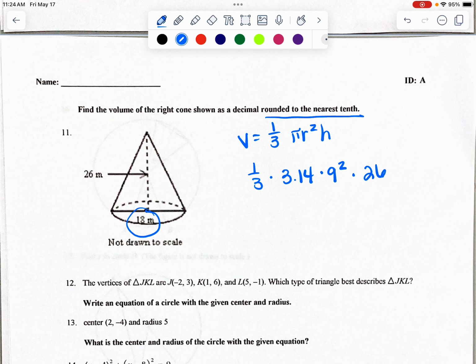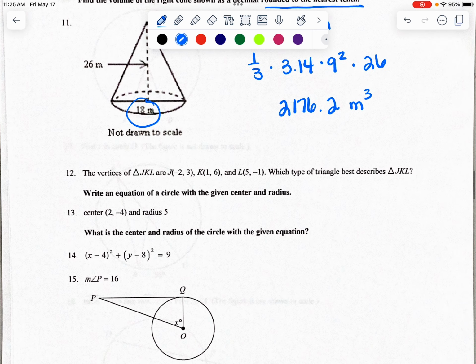So 3.14 times 9 squared times 26. And 1/3 of that would be 2,176.2 cubic meters. So that's number 11. Now number 12 asks us what kind of triangle this is.